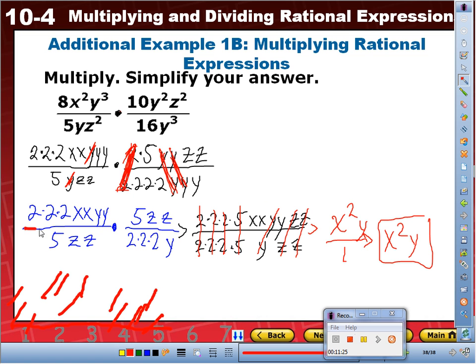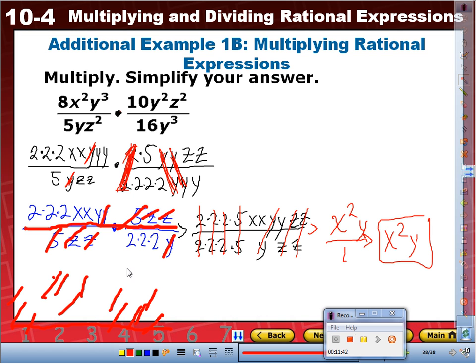We put these two bars together, and it becomes one fraction. And then you start eliminating giant ones. 5 over 5 is 1, so we cancel those. Z and Z, Z and Z. Y, Y. 3 2's, 3 2's, and what's left? X squared Y. That's what we end up with here.